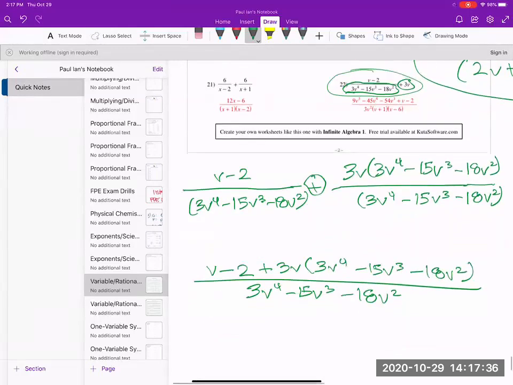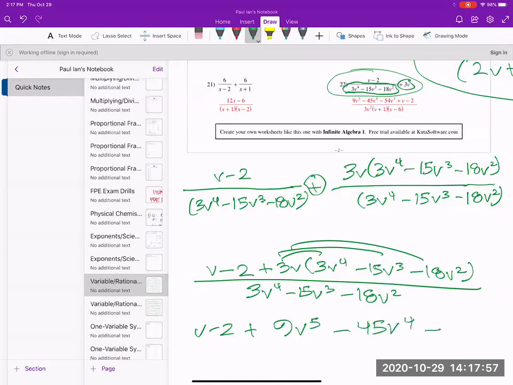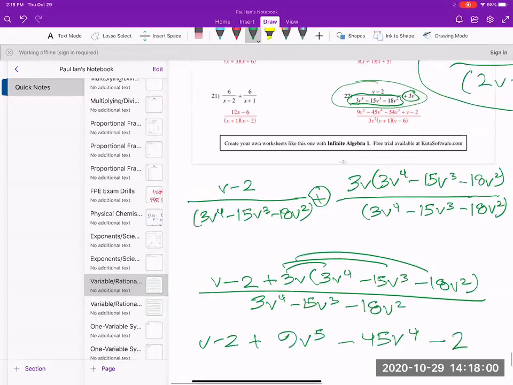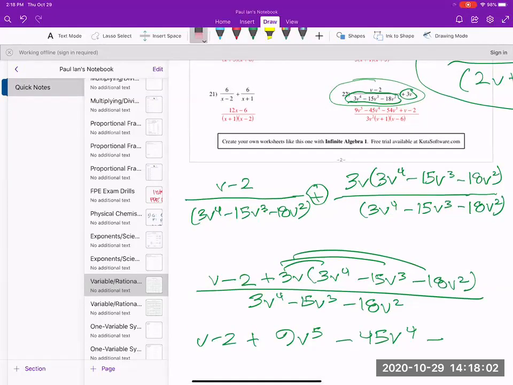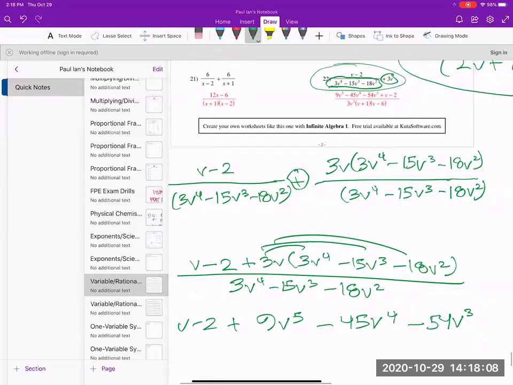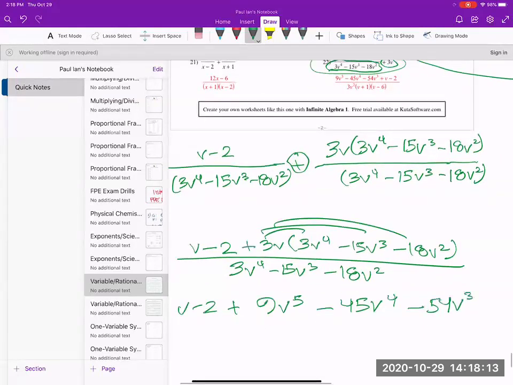Okay, what do you do now? Distribute the numerator, the parentheses on the top. Okay, so this guy, 1, 2, 3. So v minus 2 plus 9v to the fifth minus 45v to the fourth minus 20. So that's like 4. No, not 20. That's 54, actually. 54 minus 54v cubed. Right? That's what you do, right? Okay. And then I think you're done.